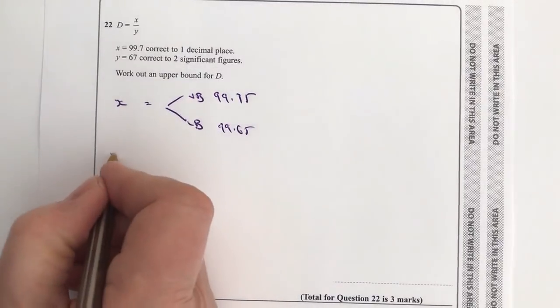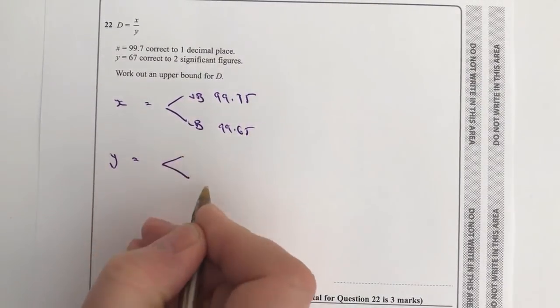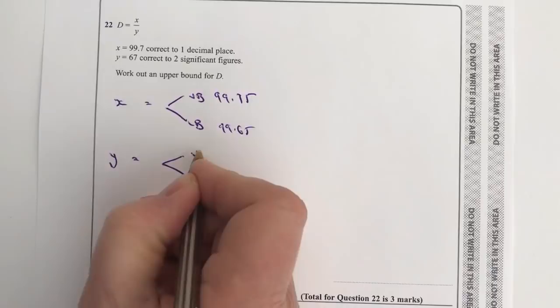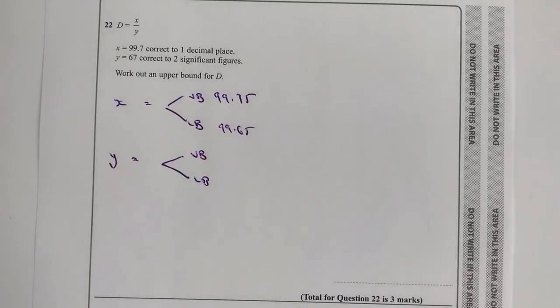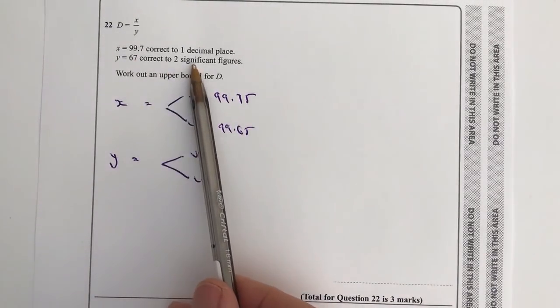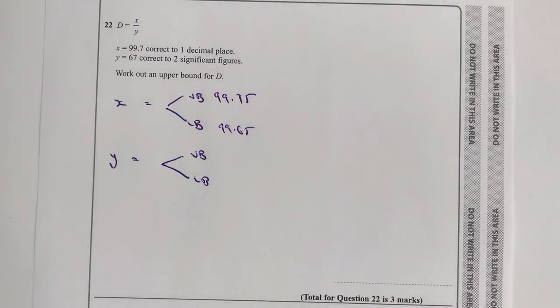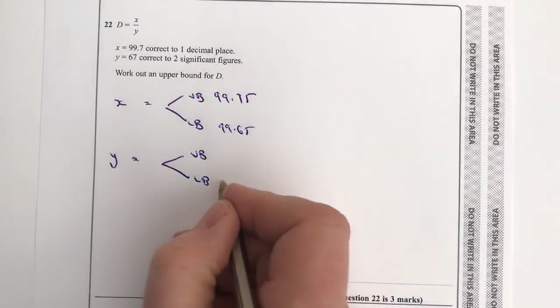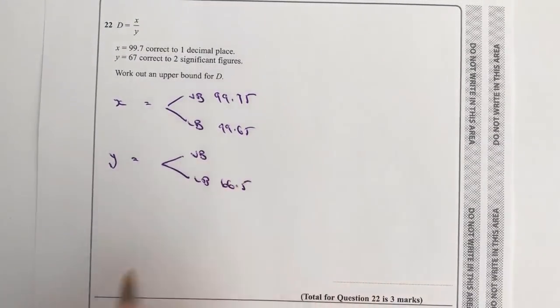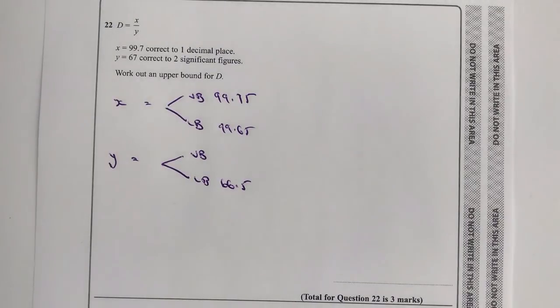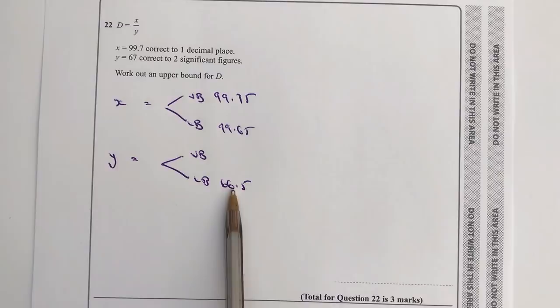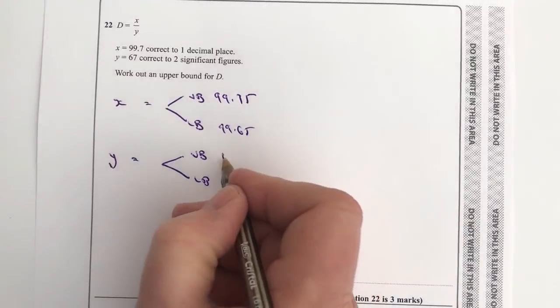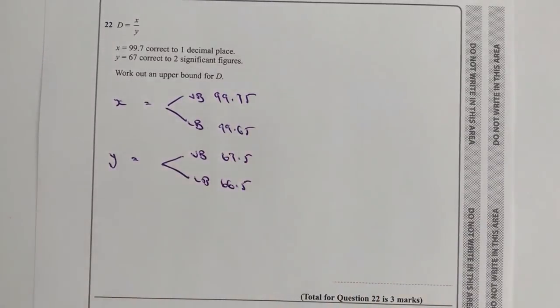So then I've got y, and I'm going to do the same exercise. I've got lower bound and upper bound, but this time I've got 67 correct to two significant figures, so that's going to be 66.5, okay, because that's the lowest number it can be, so that when I correct it to two significant figures, that 6 is going to become a 7, so it becomes 67, okay. The upper bound is going to be 67.5, okay.